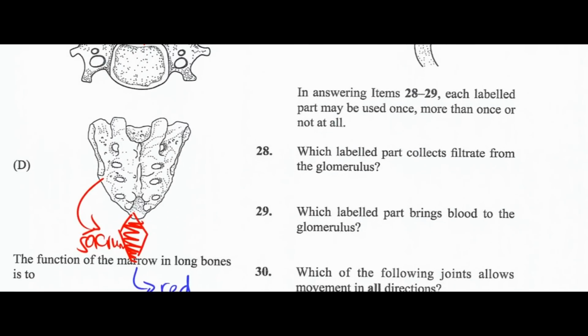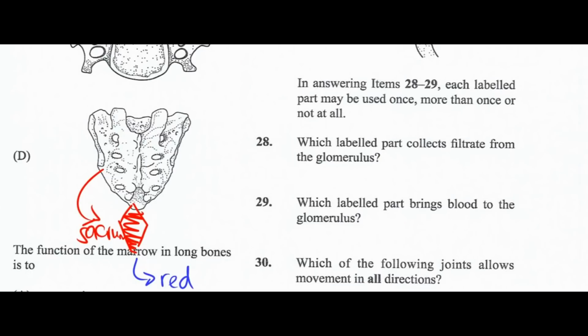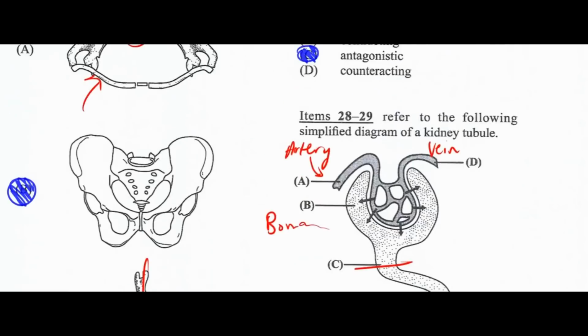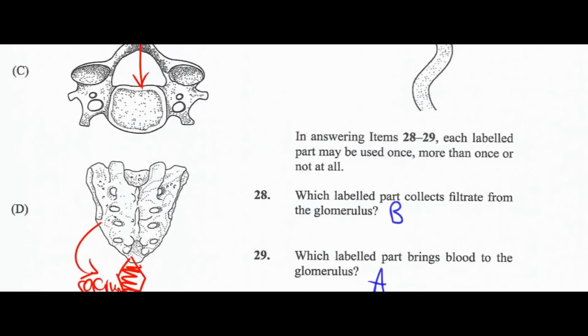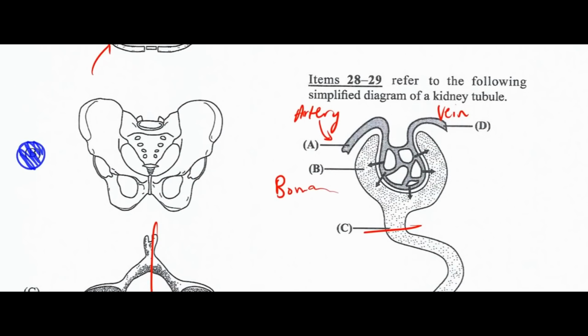In answering items 28 to 29, each labeled part may be used once, more than once, or not at all. 28 asks us which labeled part collects the filtrate from the glomerulus, and that's the Bowman's capsule. So your answer for this should be B. Which labeled part brings blood to the glomerulus? It's A. Is it afferent? I think it's the afferent artery.